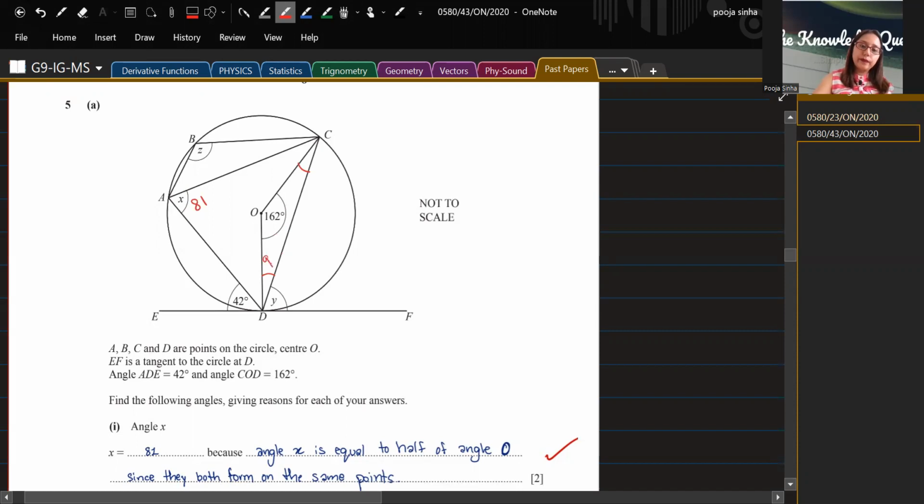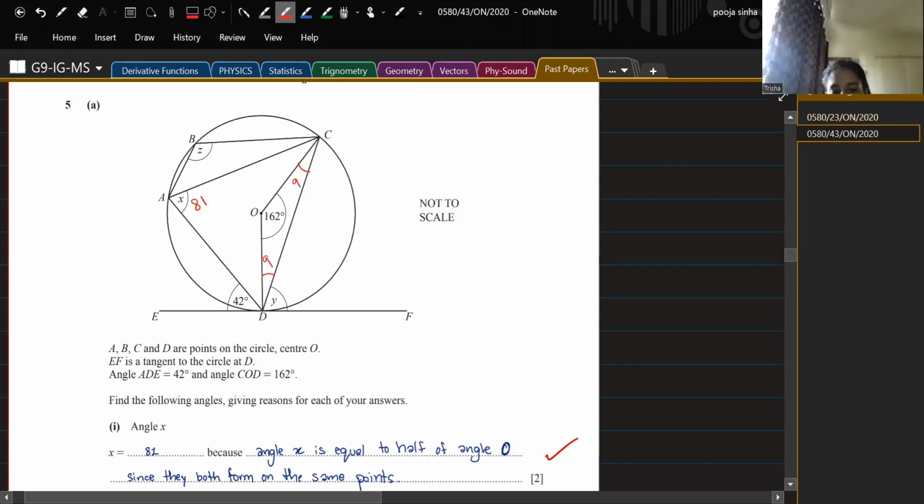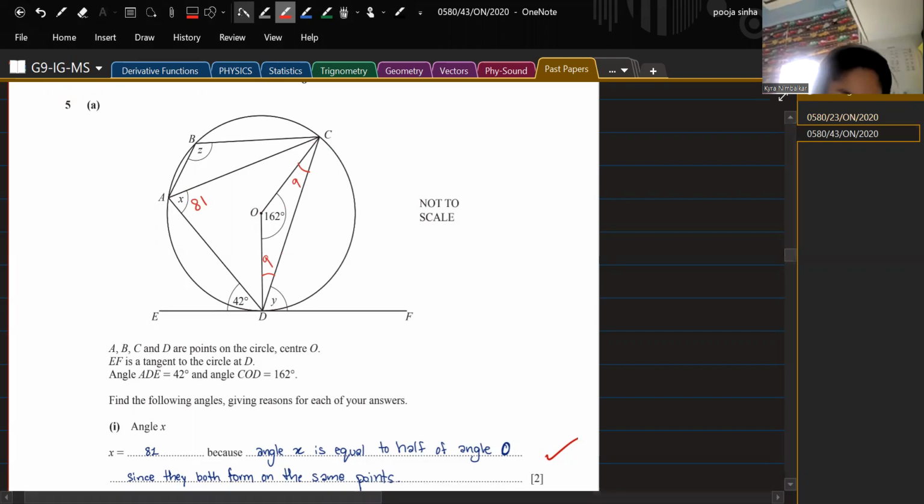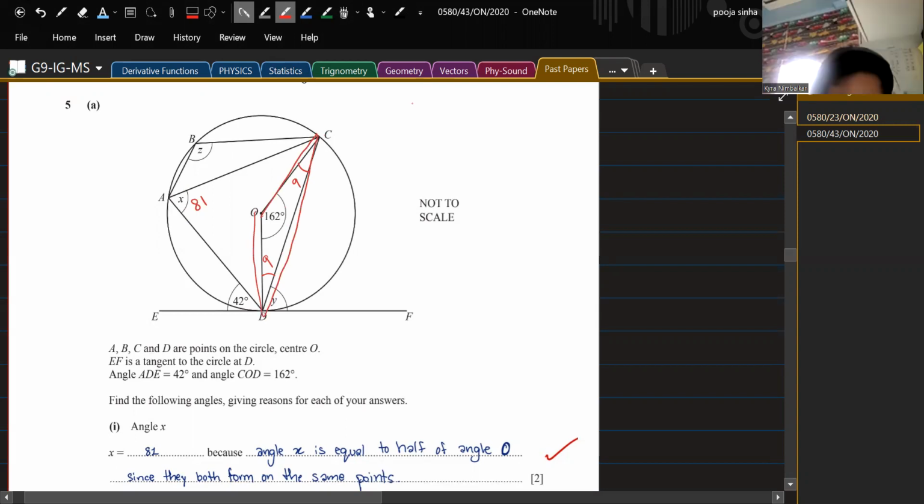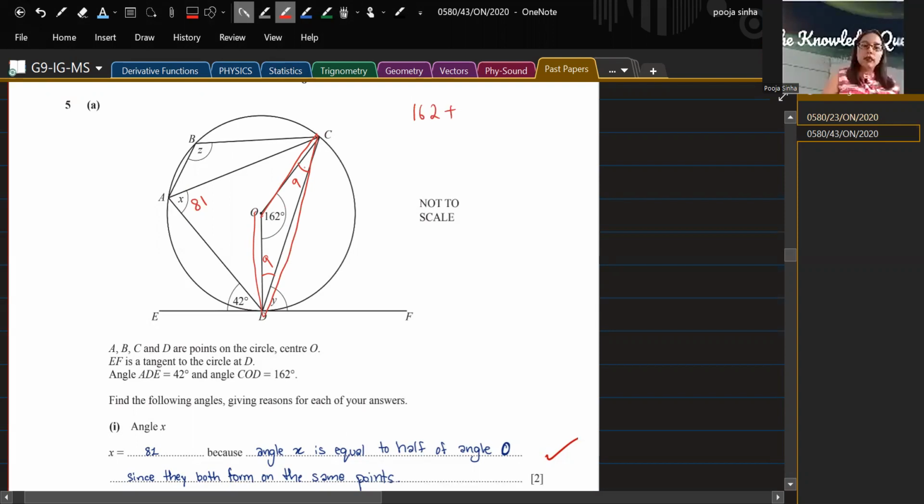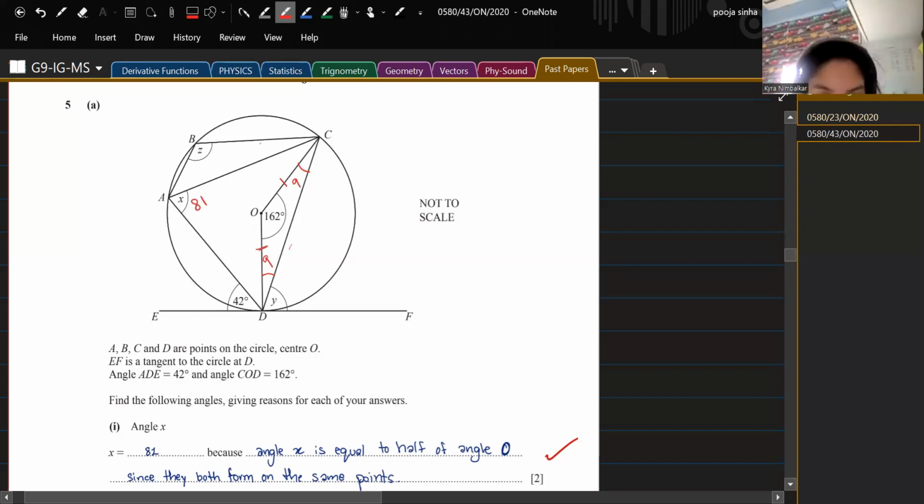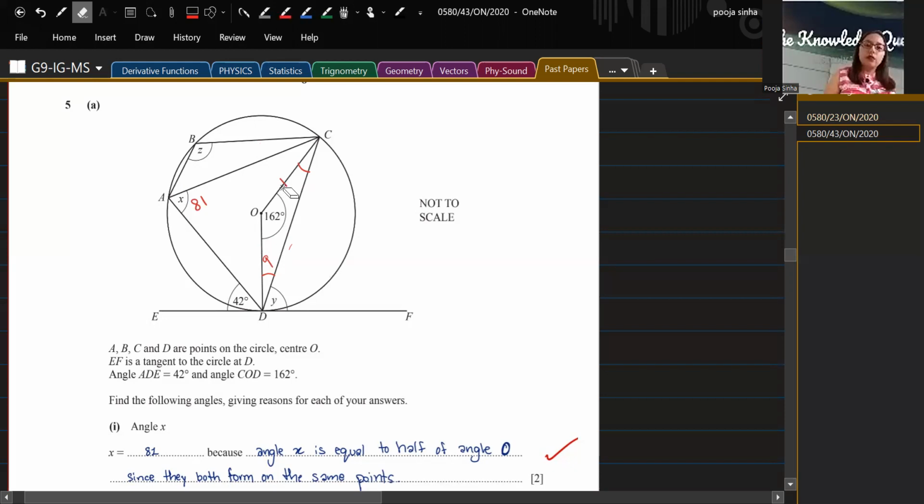क्यों? You do 180 minus 162. Because, Kyra, this is very good, Trisha. This is OCD. It's a triangle. So 162 plus this angle and this angle will be 2x. 162 plus 2x. अब मैंने 2x क्यों बोला? Because it's an isosceles triangle, because these two are radii. So that's why it's an isosceles triangle. So you figure out 162 plus 2x. But it was not asked.